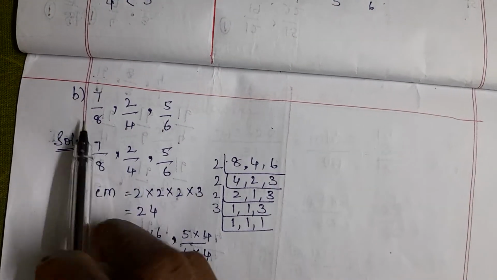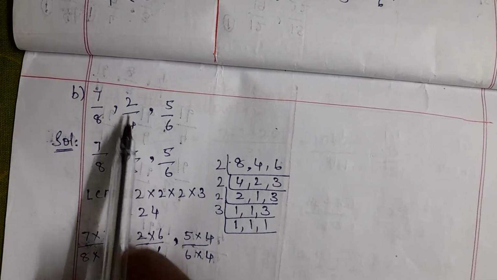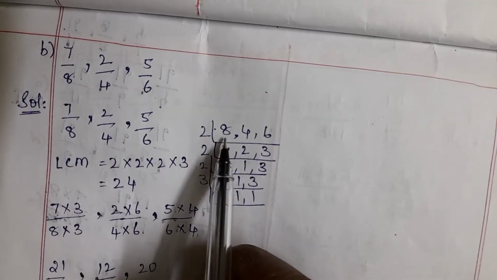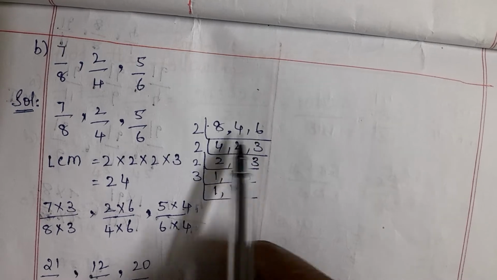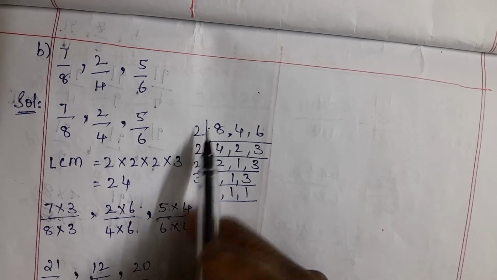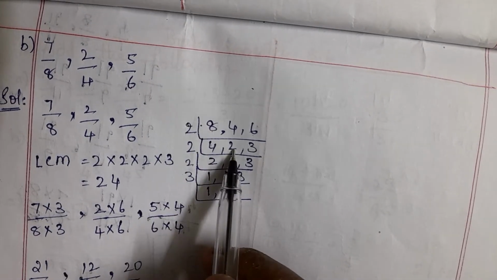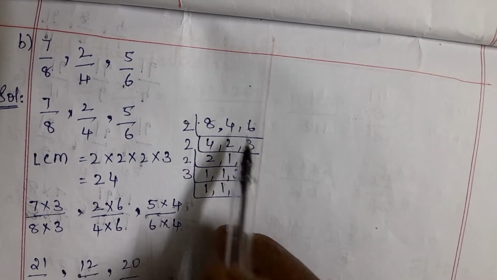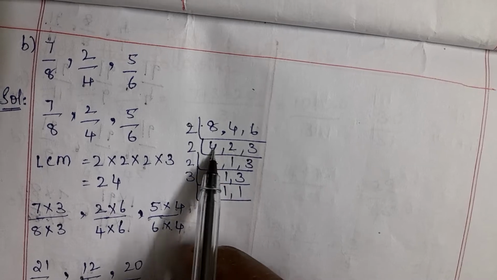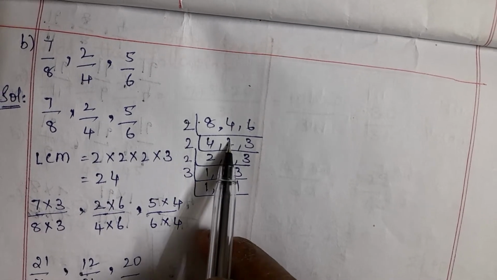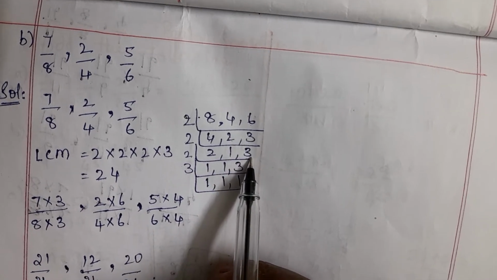Now we'll see the second one. B bit, 7 by 8, 2 by 4, 5 by 6. So take all the denominators: 8, 4, 6. All the three numbers are divisible by 2. So take 2. 2 4s are 8, 2 2s are 4, 2 3s are 6. Now again 2 table. 2 2s are 4, 2 1s are 2. 3 we will write as it is.